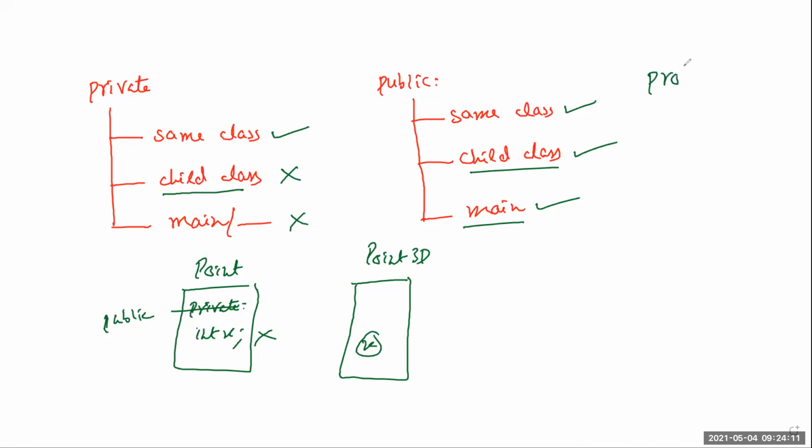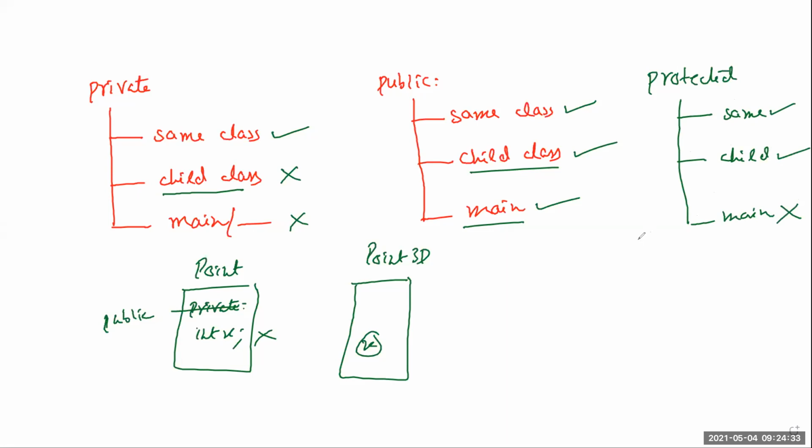So we will introduce a new access specifier, which is called protected. And how is it different from the previous ones? From the same class, from the child class, and from the main. We want something which is accessible from the same class, which is accessible from the child class, but which is not accessible from the main.